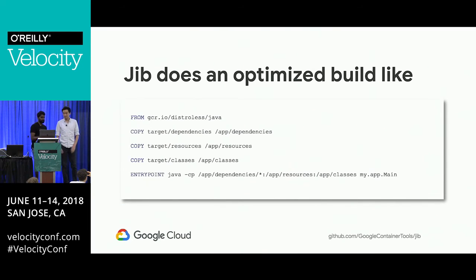In Jib, we don't use a Dockerfile, but this is what we think an optimized Dockerfile might look like for a Java application. You see it's split into dependencies, resources, and classes. And then we have an entrypoint that ties it all together. But Jib doesn't use a Dockerfile. It still builds like this.